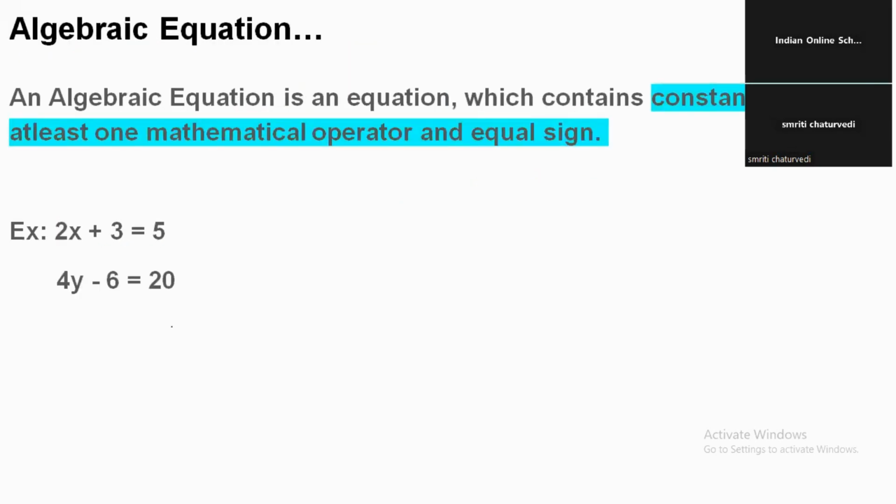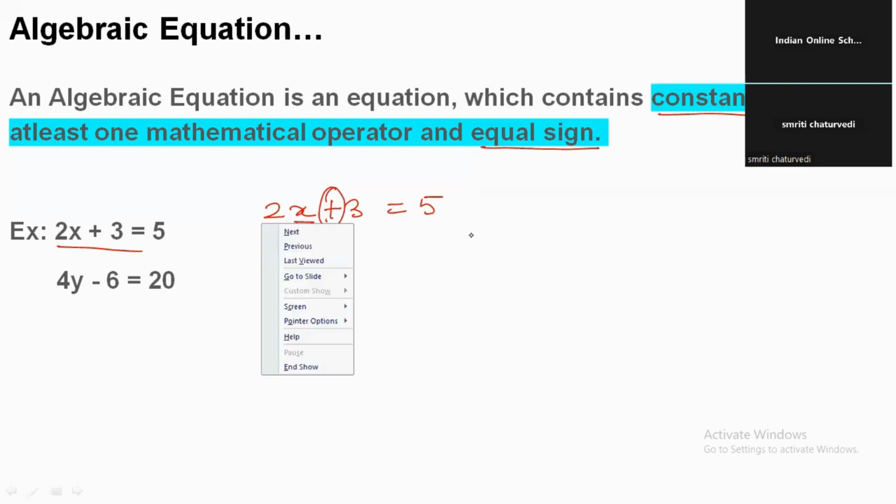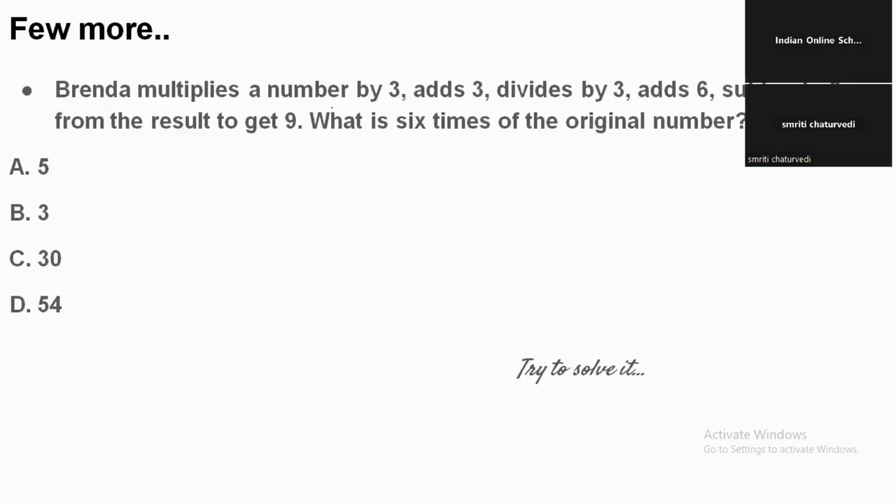Now, what is an algebraic equation? An algebraic equation is an equation which contains a constant, a variable, or variables, and at least one mathematical operator with an equal sign. You can see over here, if I write 2x plus 3 equals 5, what is happening? I am writing a variable, I am using an operator, and I am using a constant, and with them I am using an equal sign. When an equal sign is there with an expression, it becomes an equation. So for an algebraic equation, there should be a variable with an equal sign.